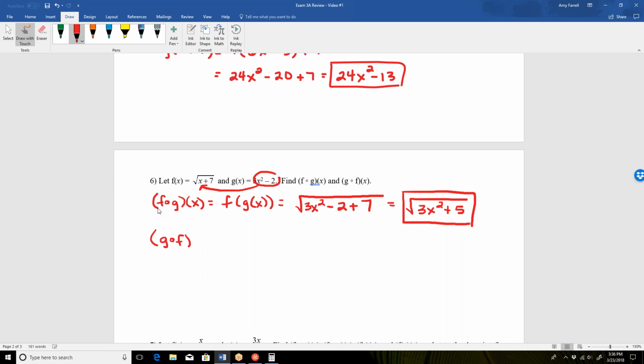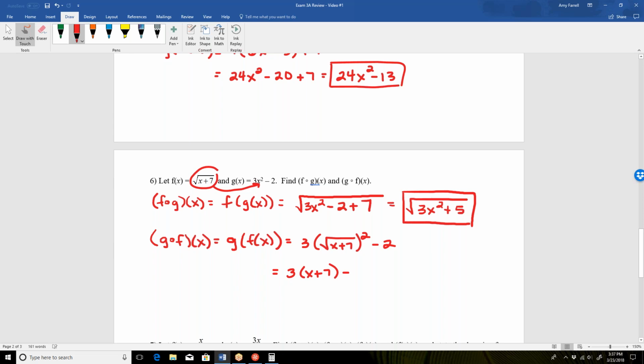If we want to find g circle f, this is the same thing as g of f of x. So we're going to go the other way. We're going to take the function f and we're going to plug it into g. So this time, this function here goes into g where we see the x. Now the x is squared. So when we plug in the function f, we are going to square it. And when we square a square root, the square root disappears, and we're just left with the radicand, which is x plus 7. Then we can distribute our 3 and combine like terms for a final answer of 3x plus 19.